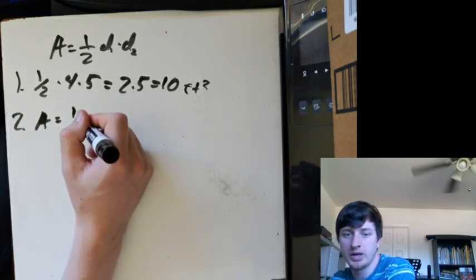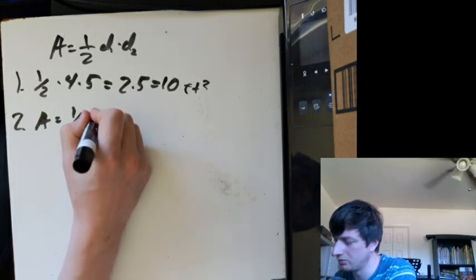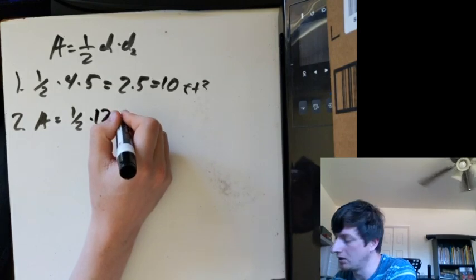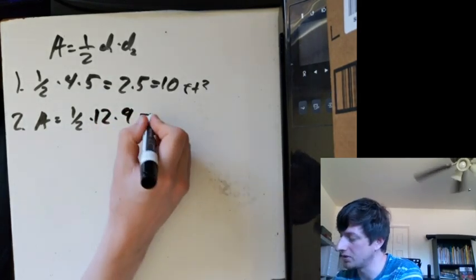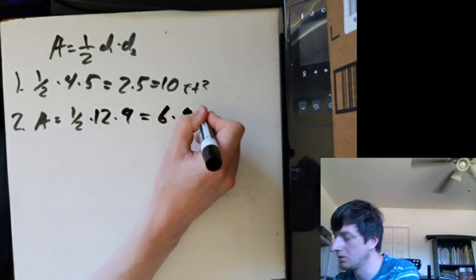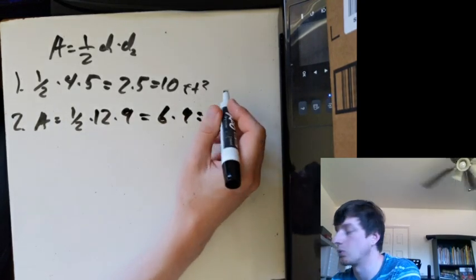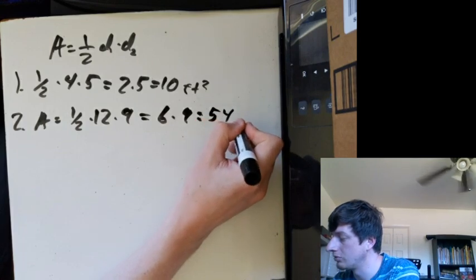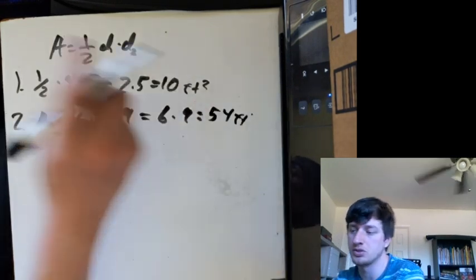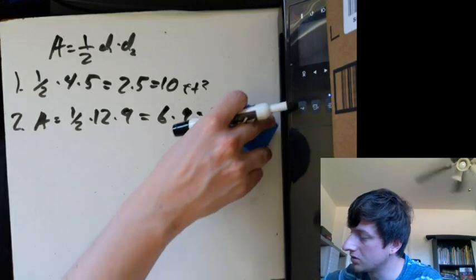Switch it. Half of 12. And 12 divided by 2 is 6, so we get 6 times 9. 6 times 9 is... inches squared, sorry. Inches.